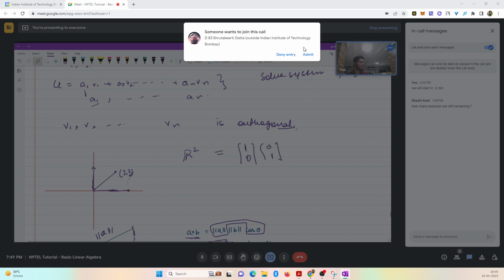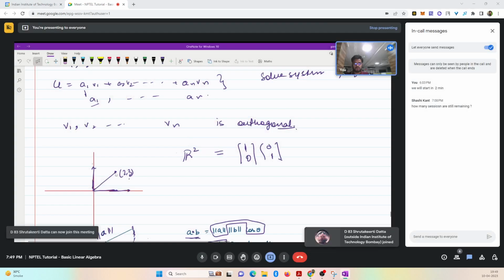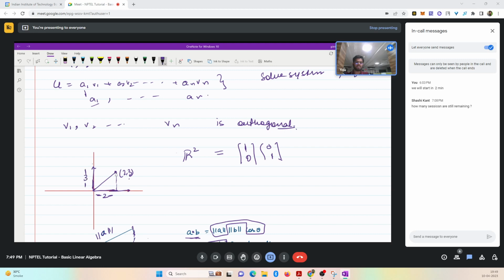We look at its x component. That is, if we project it on x, what is its length? Its length would be 2. Now if you project it on the y-axis, its length would be 3. So we write (2, 3) as 2 multiplied by (1, 0) plus 3 multiplied by (0, 1). So what we did is look at the projection onto the first orthogonal axis, and that came out to be the value of a1.